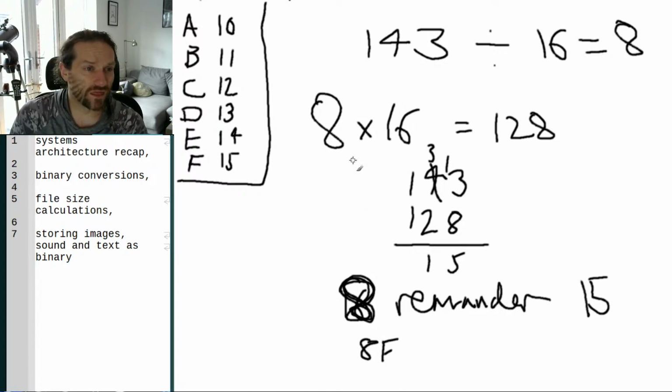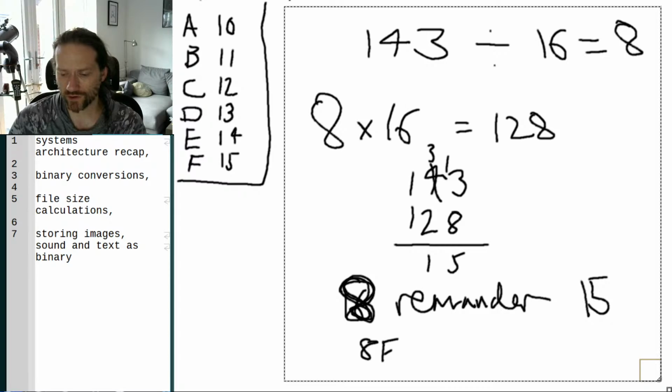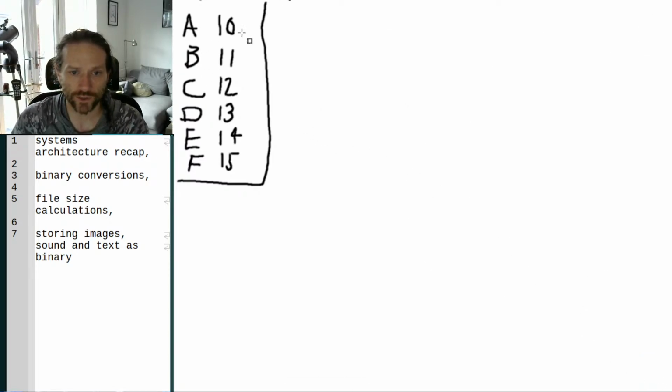Now, that whole process, God, that's horrible. If only there was an easier way. Well, don't worry, friends. I'm going to show you the easier way, because there is an easier way. There's almost always an easier way. It's just sometimes the easy way takes a long time.